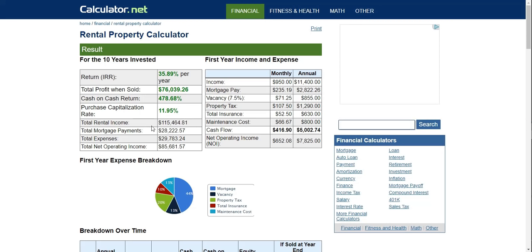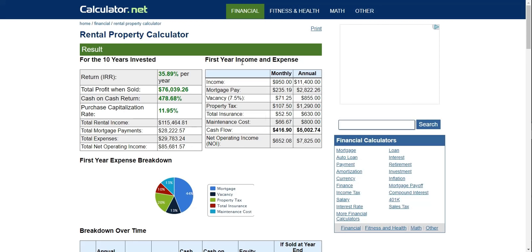The total revenue, the total rental income for this property over the 10-year period was $115,464, hypothetically, of course. The mortgage payments over that same 10-year period, roughly $28,000. Total expenses, a little over $29,000. And the total net operating income for the property for the 10-year period was $85,681. Now this number is derived from your total rental income minus your total expenses will give you this number here.